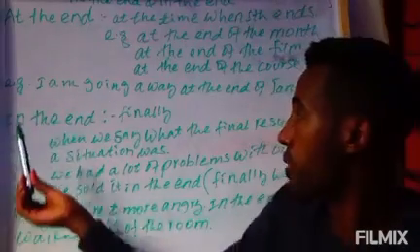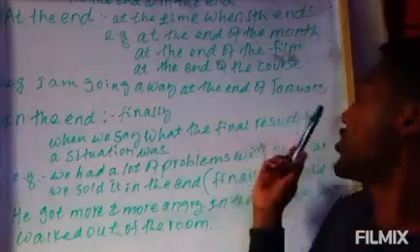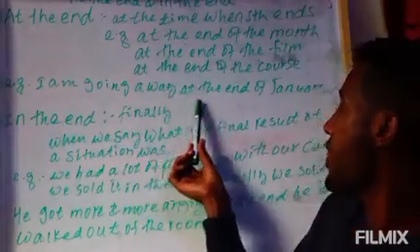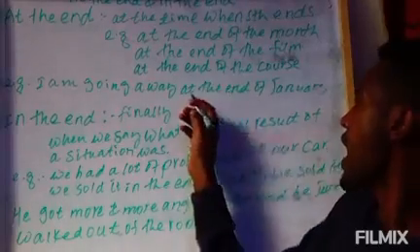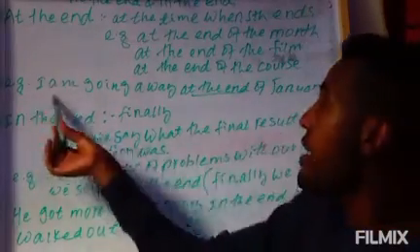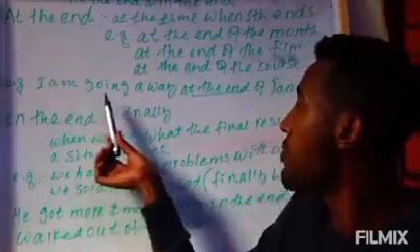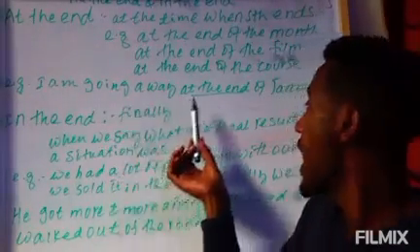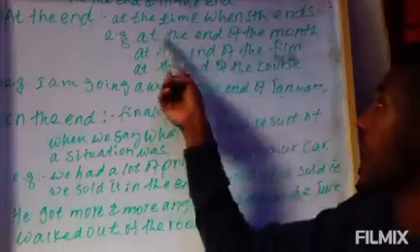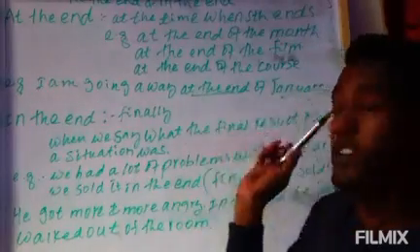Here let us take an example. I'm going away at the end of January. I am going away at the end of January. I am planning the future. This January is the month here. At the end of the month, we say I'm going away at the end of January.